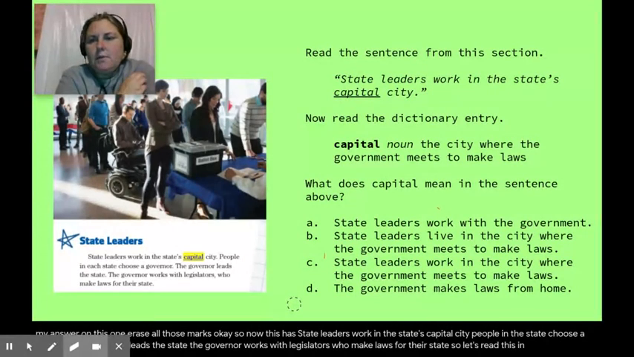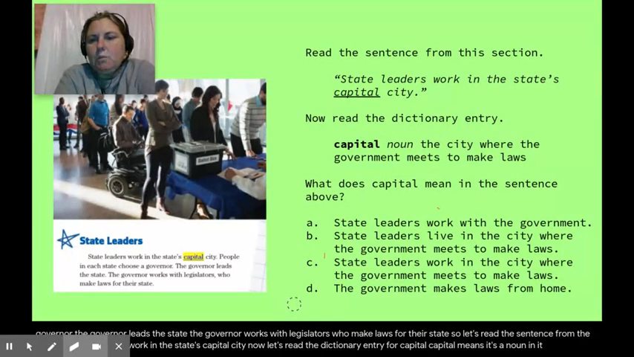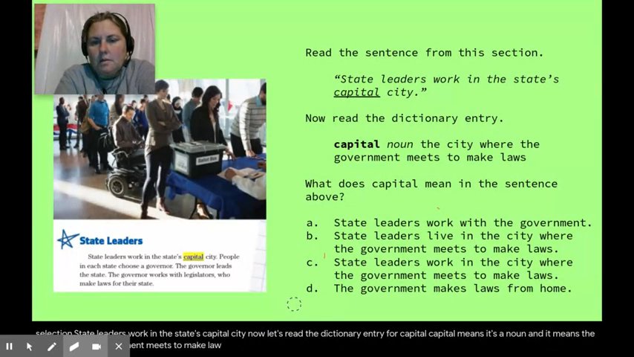So let's read the sentence from the selection. State leaders work in the state's capital city. Now let's read the dictionary entry for capital. Capital is a noun and it means the city where the government meets to make laws. What does capital mean in the sentence above?